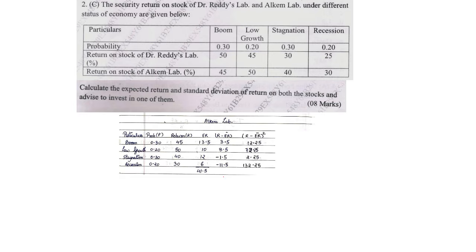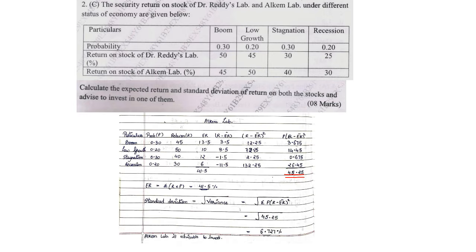Okay, the next column is the squares. And lastly, we multiply with the probability. Okay, and the total comes to 45.25. Exactly similar to the way you solved for Dr. Reddy's lab. So the first answer we got is expected return, that was 41.5%.